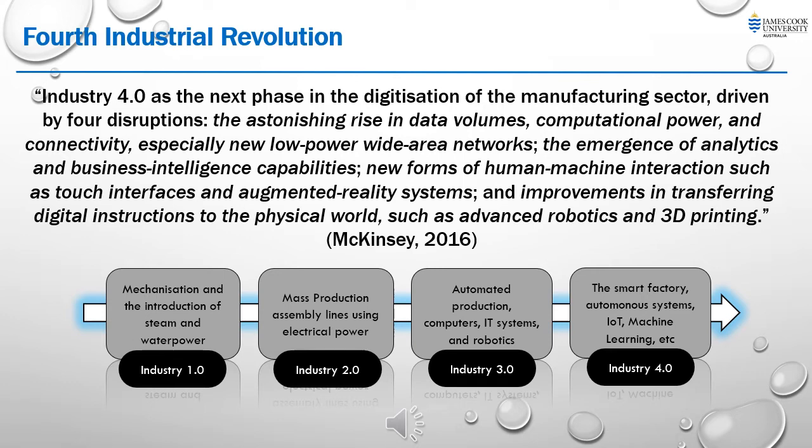So you can see how the industry changed from Industry 1 to Industry 2 to Industry 3 and Industry 4.0, from mechanization and the introduction of steam and water power all the way to smart factories, autonomous systems, machine learning, and the rest of the emerging technologies.